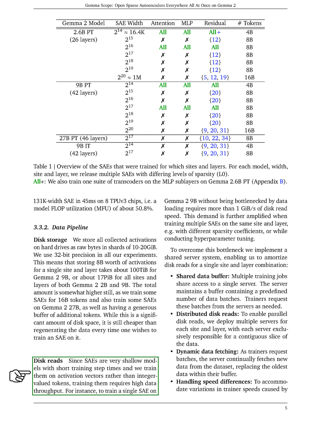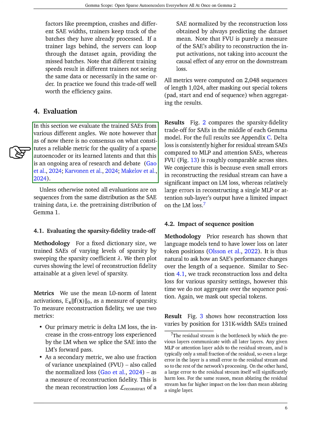For disk reads, since SAEs are shallow models with short training times and we use activation vectors instead of integer tokens, we need high data throughput. For example, training a single SAE on Gemma 2 9B without data loading bottlenecks requires over 1 GB per second of disk read speed. This need increases when training multiple SAEs on the same site and layer, especially with different sparsity coefficients or during hyperparameter tuning. In our evaluation, we assess the trained SAEs from various perspectives.